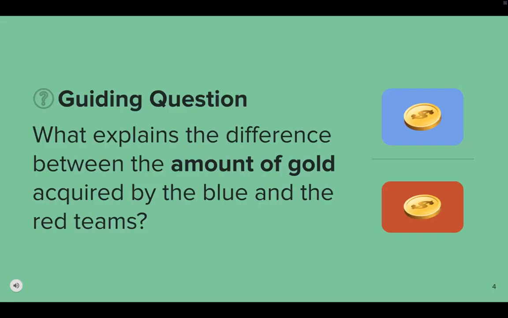In a game of League of Legends, there is a blue team and a red team, and they both can acquire gold. Our guiding question today is, what explains the difference between the amount of gold acquired by the blue and the red teams?